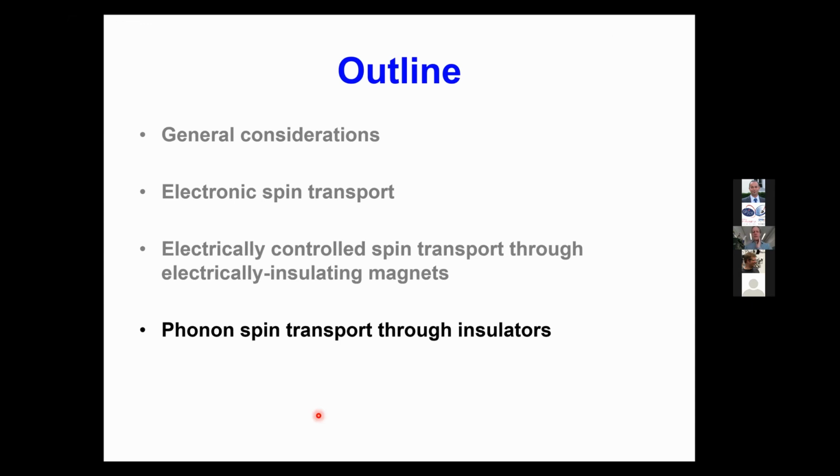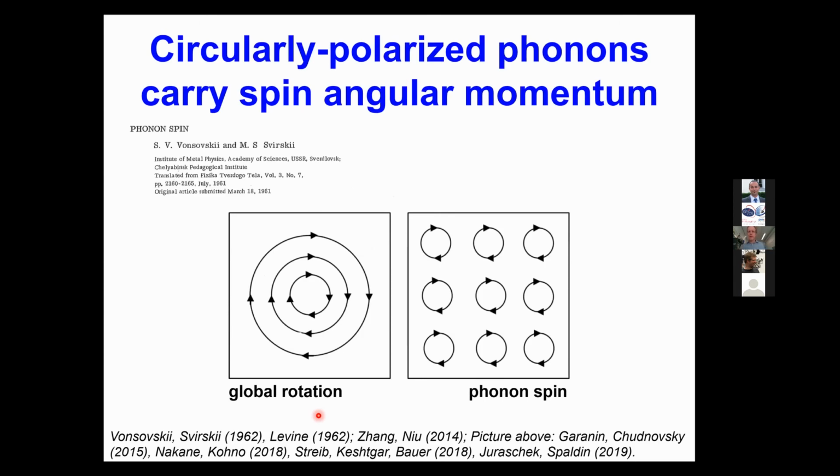So I'm nearly at the end. I want to, in the end, discuss one example of spin transport through insulators that are not magnetic, which is phonon spin transport. So phonons can actually also carry spin.